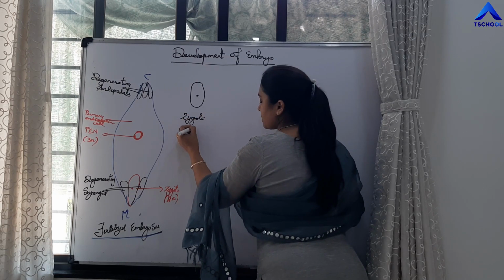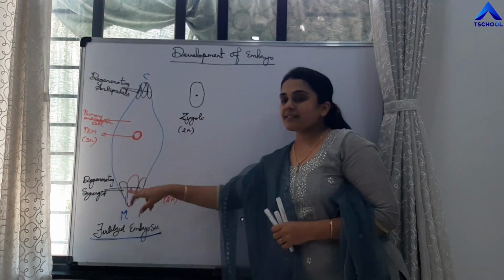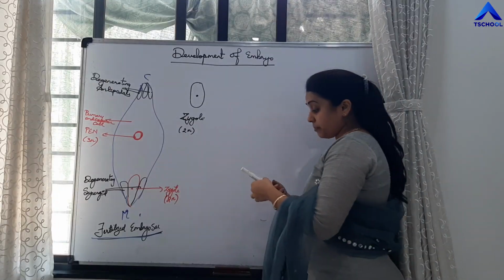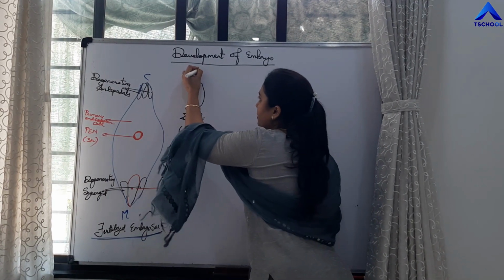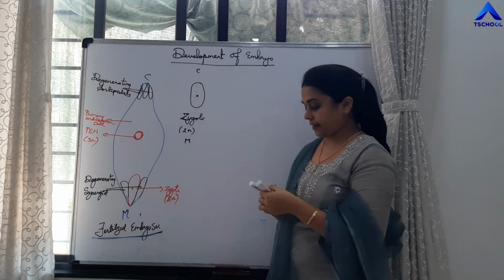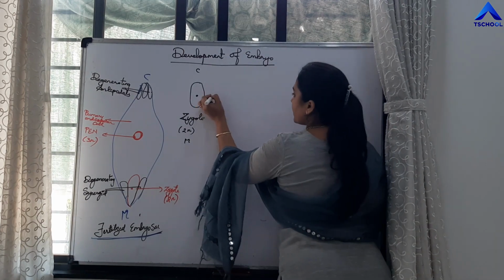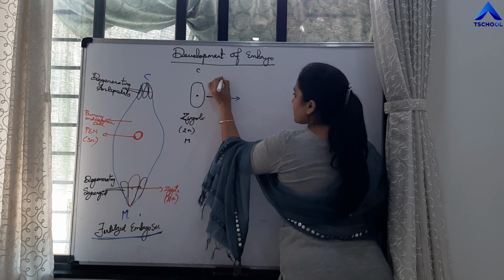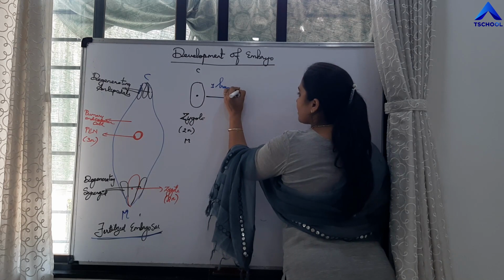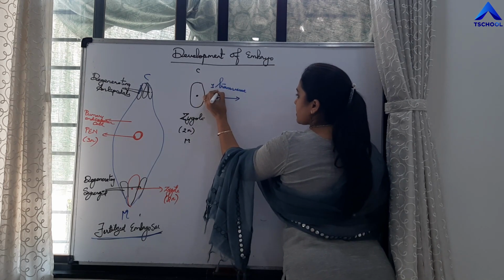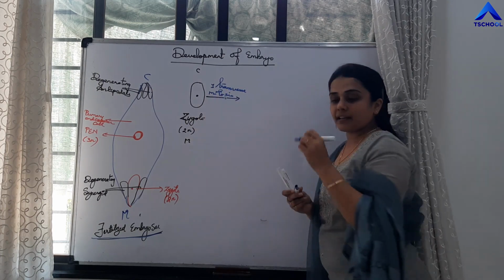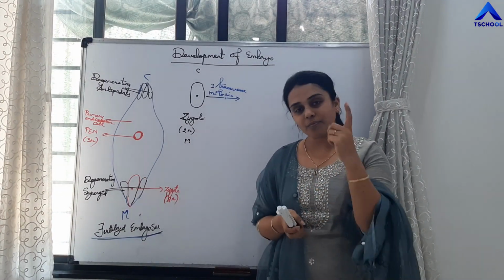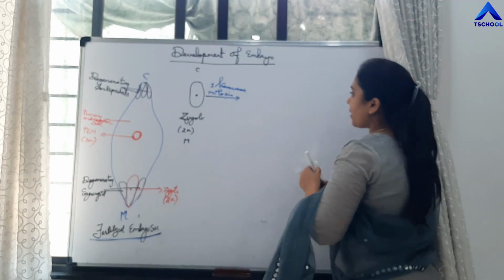It is a diploid cell. What will this zygote undergo? Let me write the ends. This end is the micropyle end. This end is the chalazal end. This zygote will undergo one transverse mitosis, mitotic division. So from a single cell, two cells are formed by one transverse mitosis.